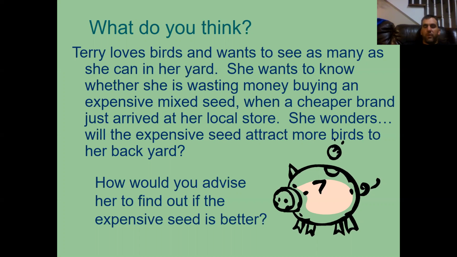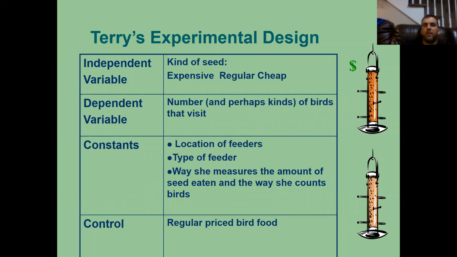First thing we need to do before we devise this experiment is to figure out the independent variable, dependent variable, constants, and controls. Okay, so the independent variable would be the kind of seed. Are we talking about regular or cheap or expensive? I know we didn't explicitly mention regular seed in there, but that's the normal thing, and that normal thing is going to be the control. That's what you're comparing it to. That's normally what we would use. The dependent variable could be the number of bird visits.